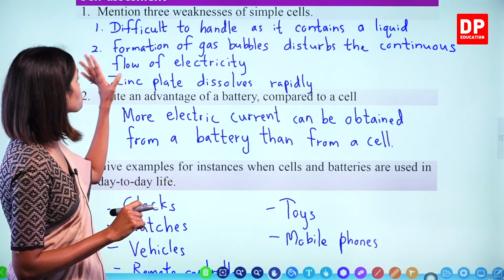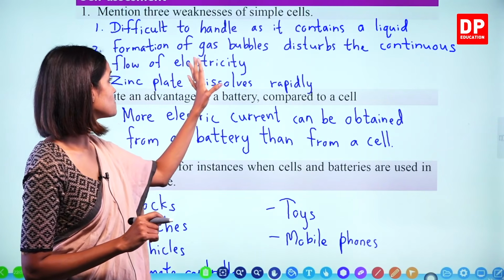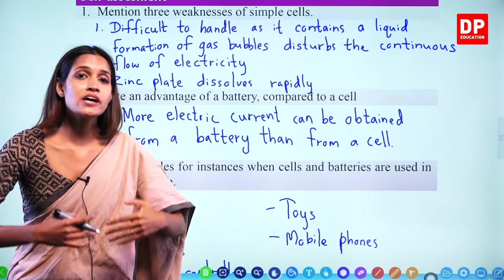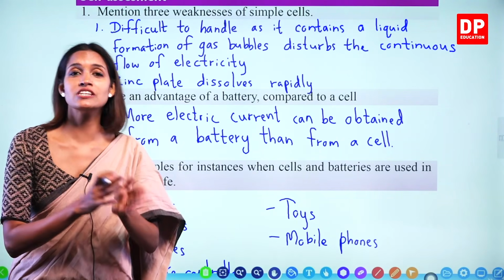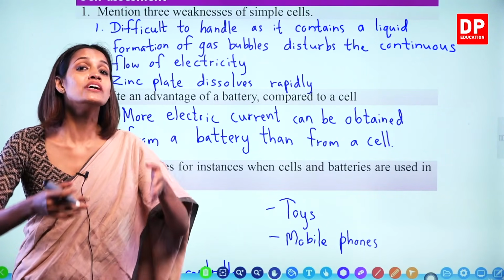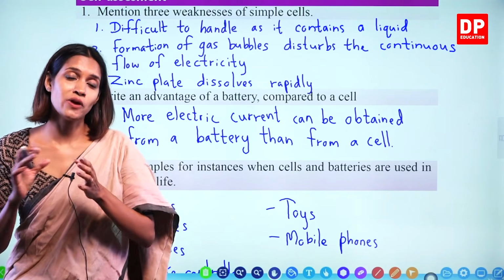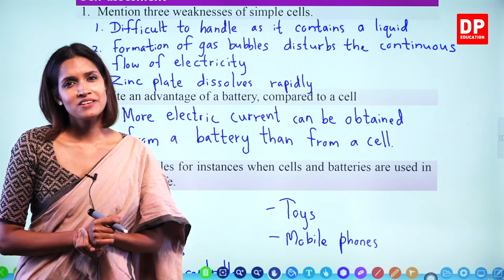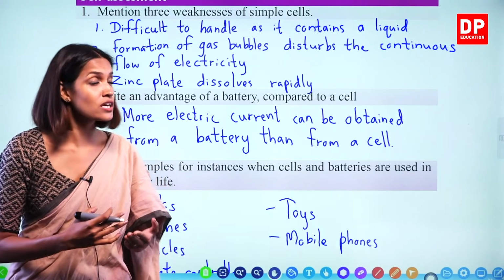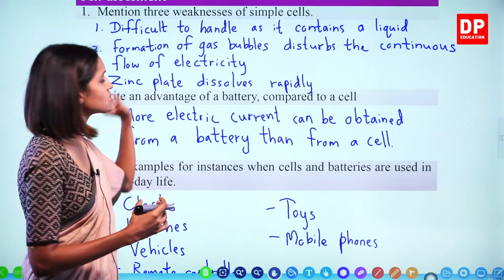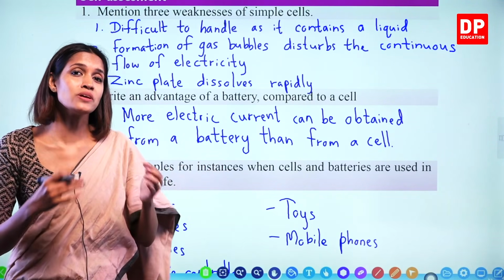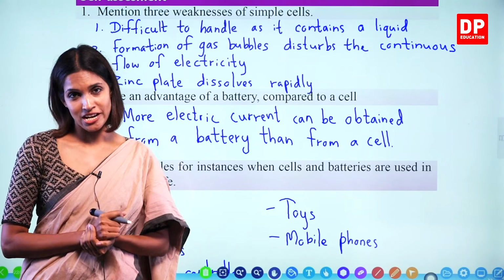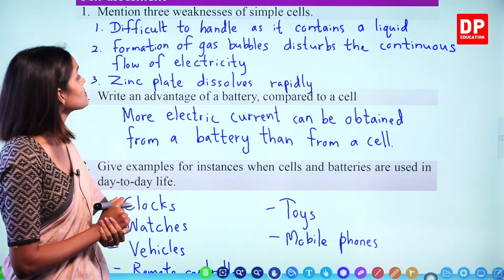We discussed that formation of gas bubbles disturbs the continuous flow of electricity. So, from time to time, you have to take out the copper sheet and zinc sheet, wash them with water, clean them again and immerse them in the acid. So, it's very difficult. That happens because when you use this cell for a certain period of time, gas bubbles are formed and it blocks the flow of electric current. Okay. What is the third one?